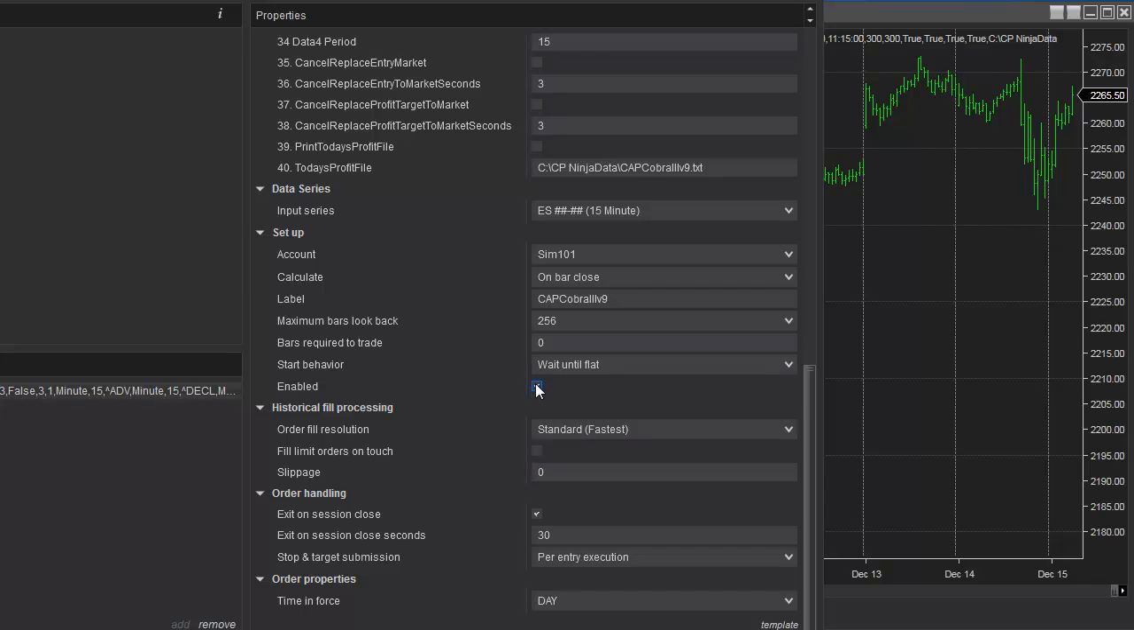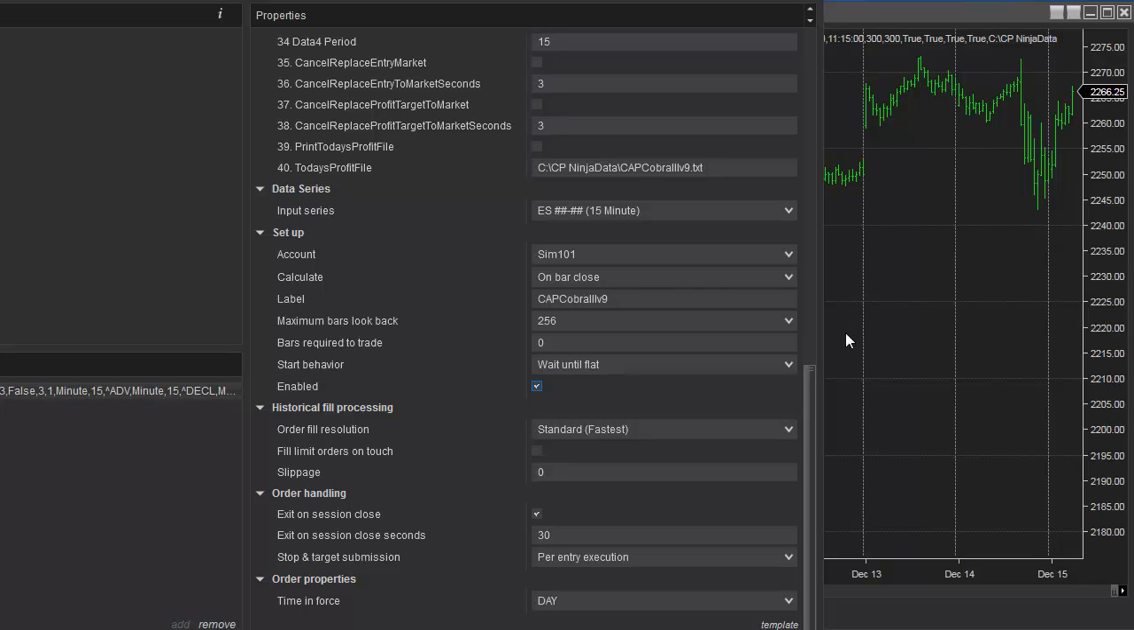And so I'm going to disable it, apply that, and then I'm going to take this off, and I'm going to select enabled, and that will allow me to check what this performance report looks like if we don't show a fill unless the price trades through the limit. And so we know that we got filled for sure.